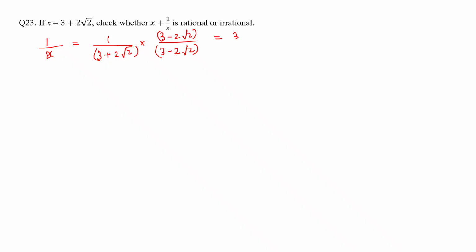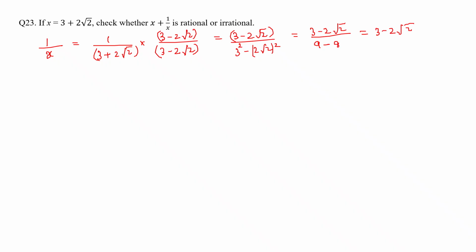So which will be equal to 3 minus 2 root 2 divided by, now the denominator is in a plus b, a minus b form. So it will be 3 square minus 2 root 2 whole square. Which is further equal to 3 minus 2 root 2 by 3 square is 9 and 2 root 2 whole square will be 8. So 9 minus 8 is 1. So it is 3 minus 2 root 2.